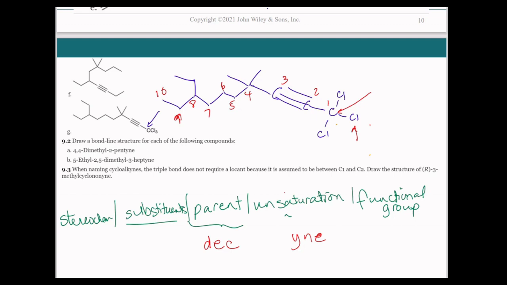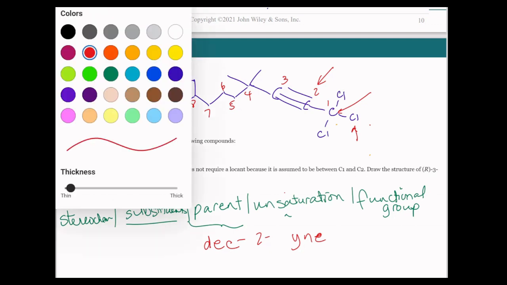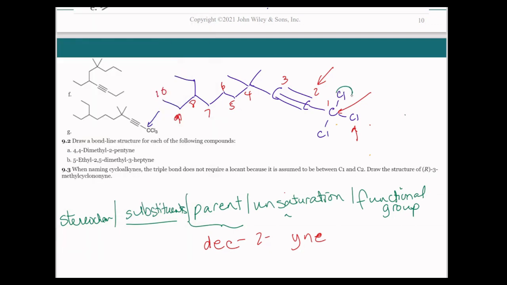And that alkyne functional group begins at carbon number 2. So that's dec-2-yne, okay? Now we need to identify our substituents. So we have 1, 2, 3 chlorines. We have 2 methyls, and then we have an ethyl.